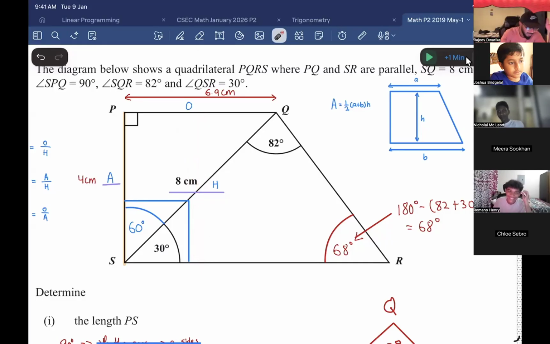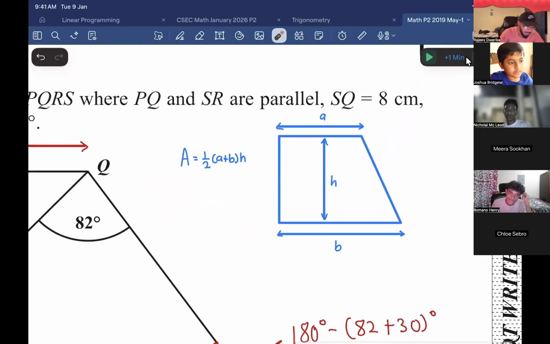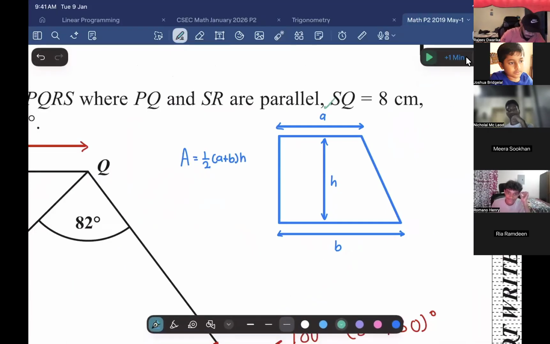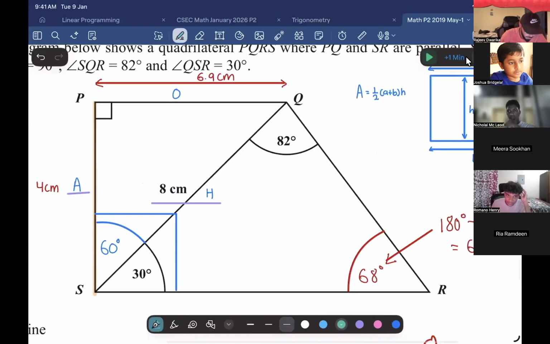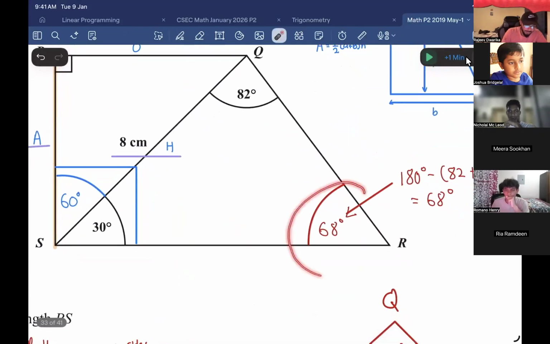Guys, watch. Let's see what I'm talking about before. So we have E, that's for sure. I forgot that I moved this over here. We have E, we have H. What is the only dimension we are missing? B. So look at this, guys. I just found that this angle was 68 degrees.